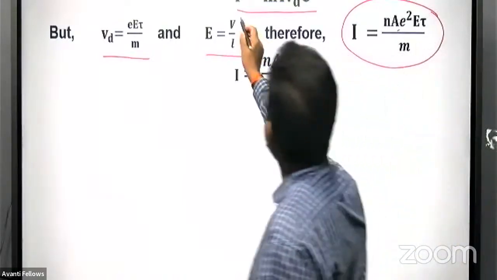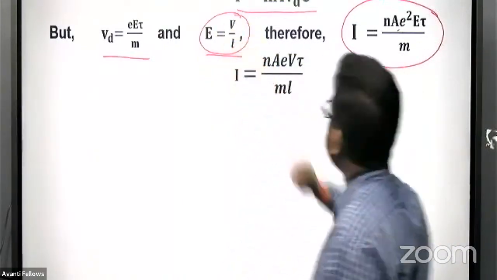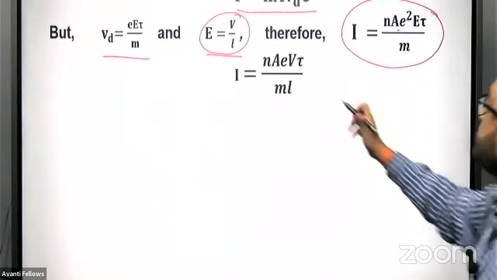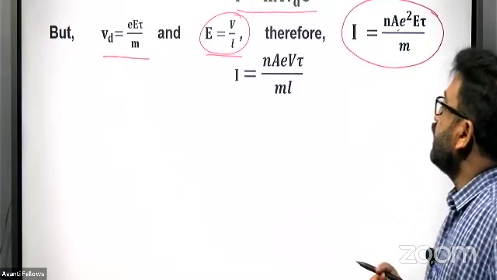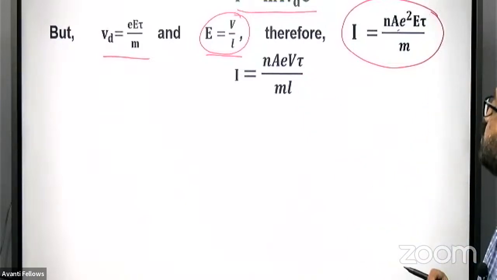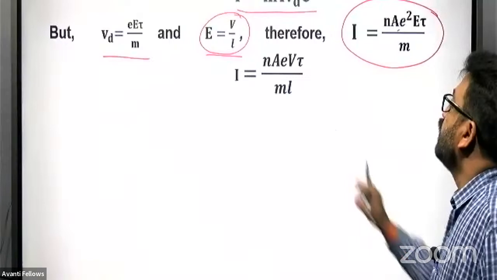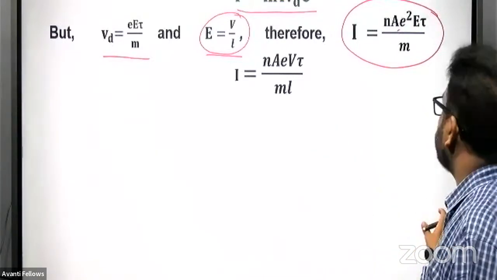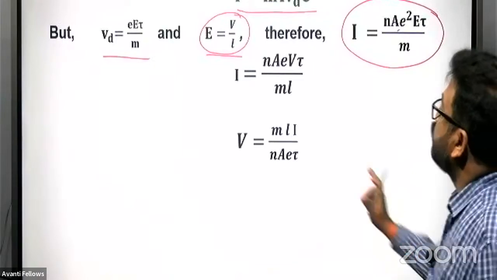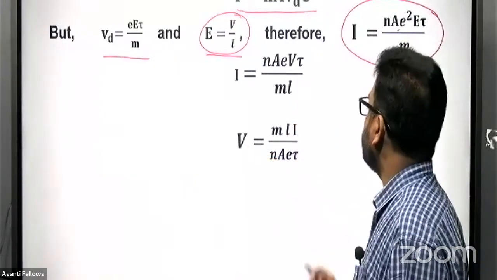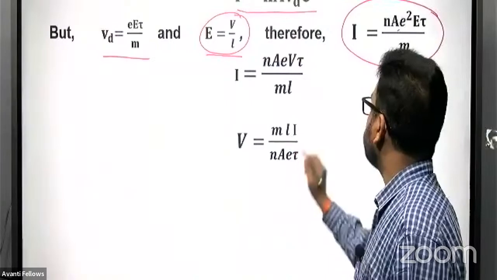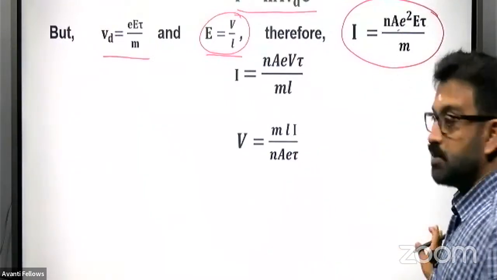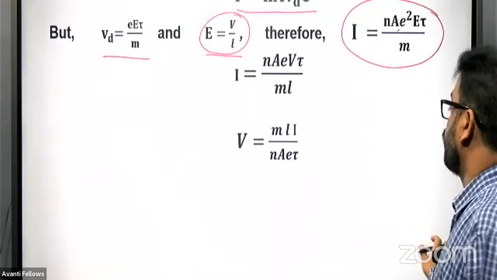This electric field can be written as V upon L. V is the potential difference upon length. So when we substitute that value, we get n A small e charge of electron, then potential upon m mass as well as length multiplied by tau. Then from this equation, we get V equals m L capital I upon n A small e square multiplied by relaxation time tau.